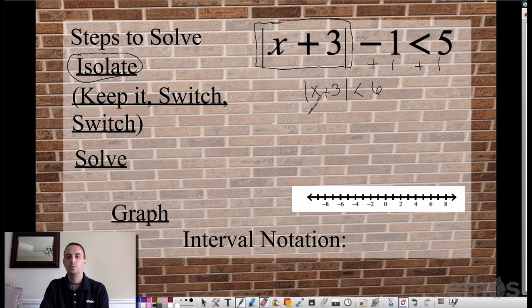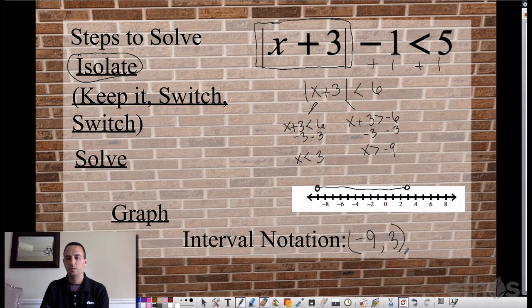Okay? So now we split into the 2 cases. x plus 3 is less than 6, and then x plus 3 is greater than negative 6. Then we solve, we subtract 3. So over here I'm getting x is less than positive 3, and over here x is greater than negative 9. So greater than negative 9, less than positive 3. We get our numbers here of negative 9, comma 3. And since they're open circles, there's our final piece. So that's our first taste of working with the isolation steps.